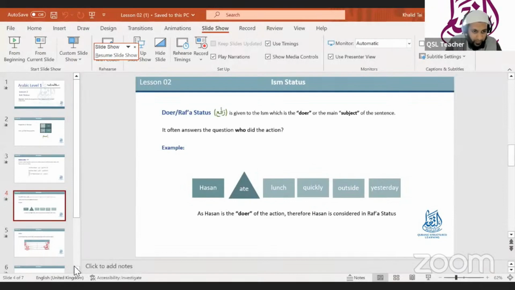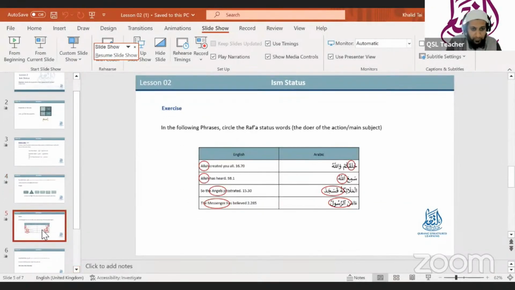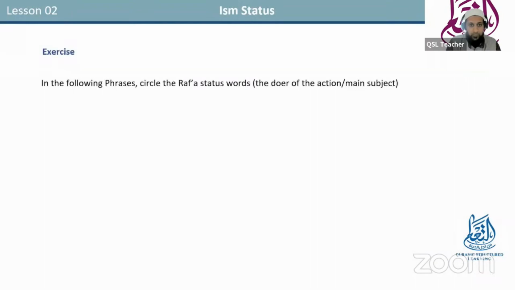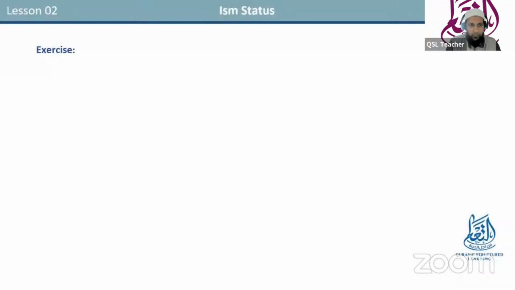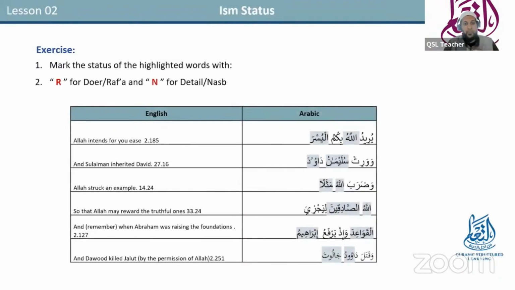Now we move on to Quranic examples of nasab. Okay, we want to find the rafa and nasab of these ayats. Allah intends for you ease. Yuridullahu bikumul yusra. Yuridullahu bikumul yusra.